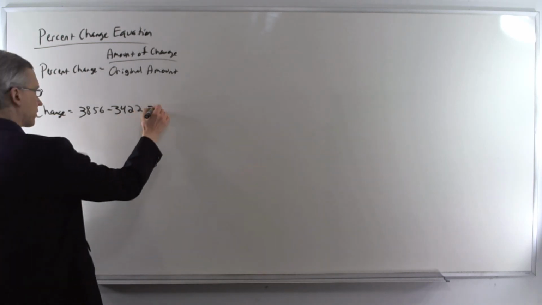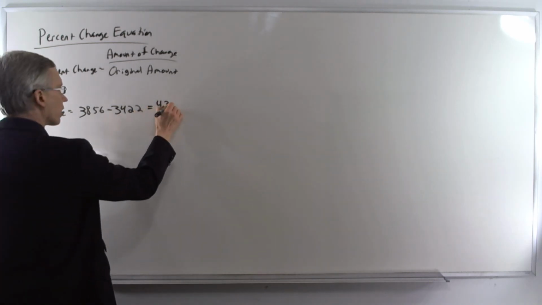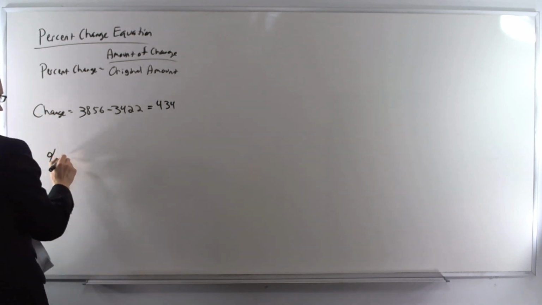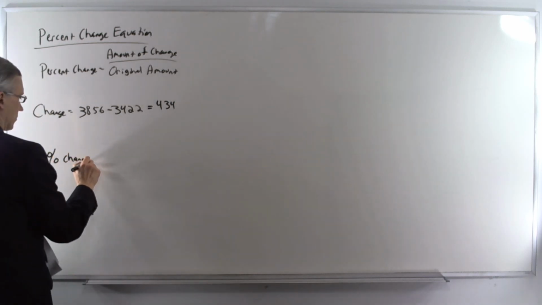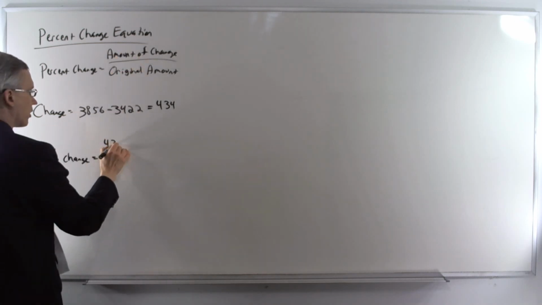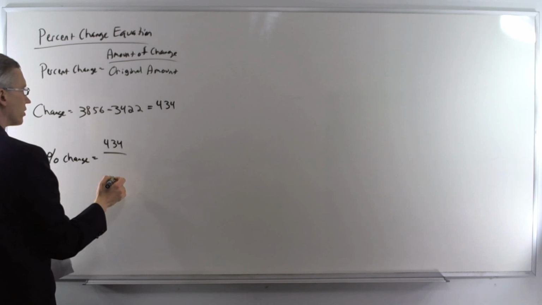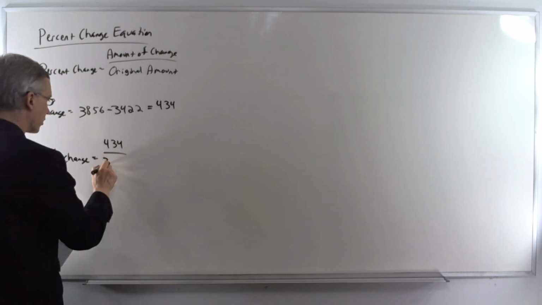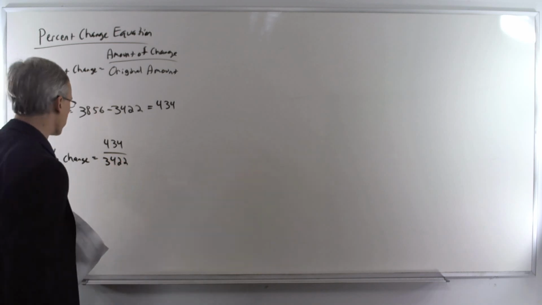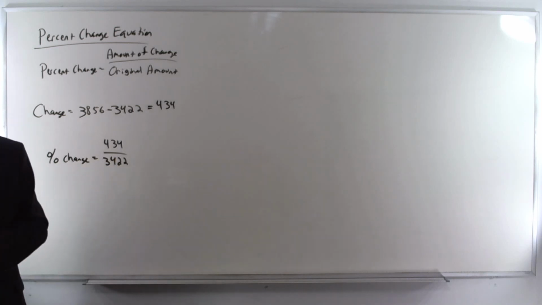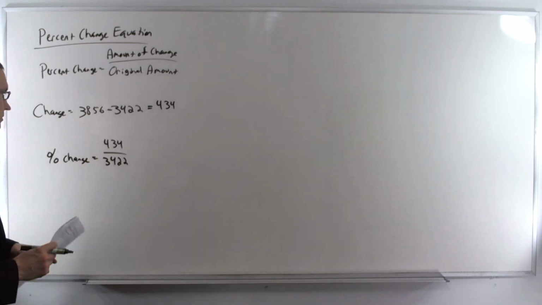All right, so we subtract these and we get 434. So that means the percent change, the amount of change over the original amount, that's 434 over the original. Starting number of customers was 3422. Biggest mistake I see on these is dividing by the wrong amount, like dividing by the new number of customers instead of the original number of customers.